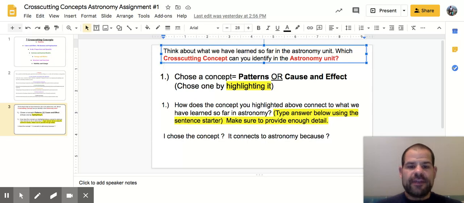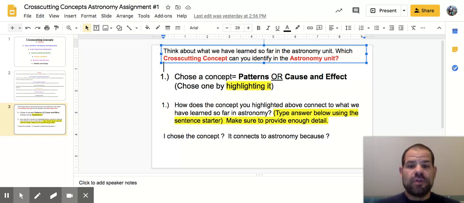I'm hoping these two, patterns or cause and effect, can be an easier one for you to connect with. Now, there might be some people who are able to do 2 in 1. You might be able to highlight patterns and cause and effect and talk about a combination of the two. I'm fine with that as well. Of course, we're around to help you. Let me know if you need any help getting started with an idea. It might be good to think about what we've talked about first in astronomy, and then see if you can connect it to one of these two cross-cutting concepts.